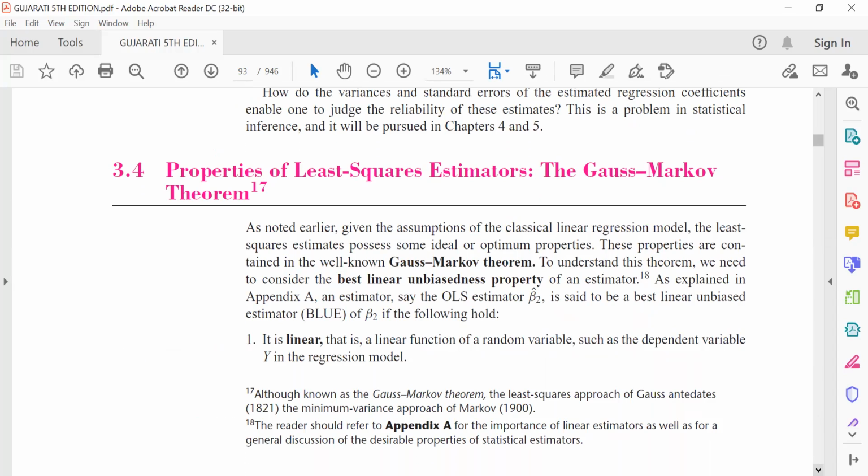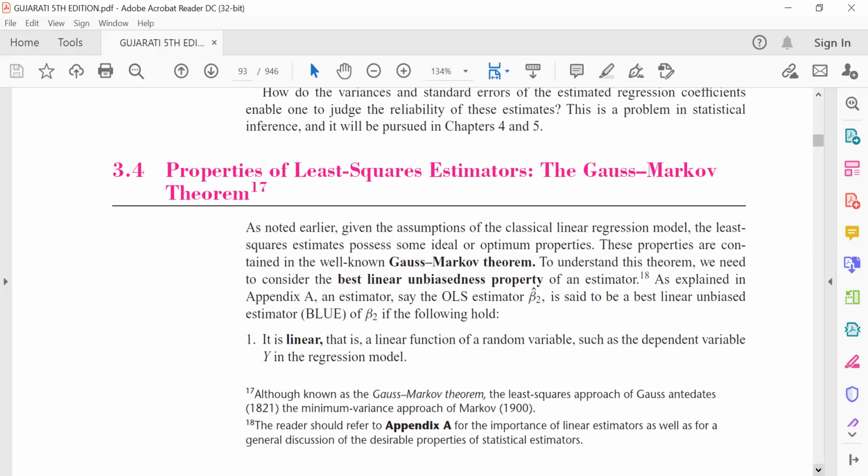As noted earlier, given the assumptions of the classical linear regression model, the least square estimate possesses some ideal or optimum properties. These properties are contained in the well-known Gauss-Markov theorem. To understand this theorem, we need to consider the best linear unbiased property. BLUE is a best linear unbiased estimator. Linear. What is linear?